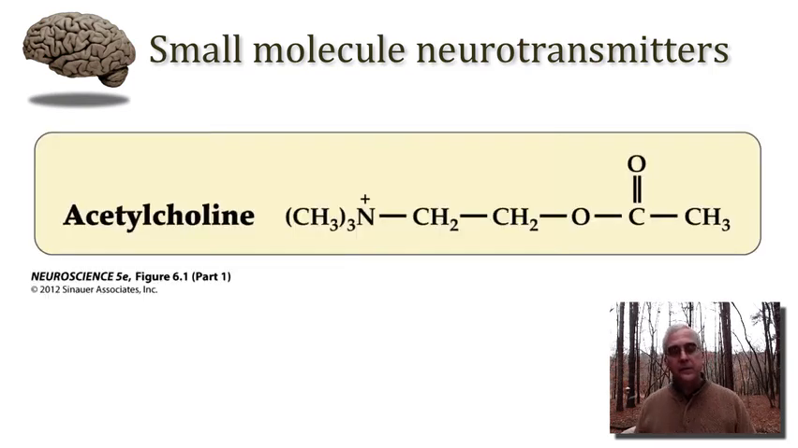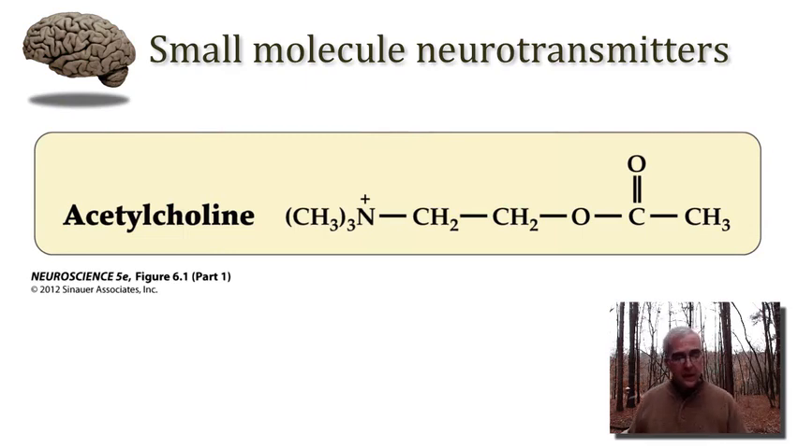Well, next, let's consider acetylcholine. So we're deviating just a little bit from the flow of the handout, but that's okay. Acetylcholine is another small molecule transmitter. It's not an amino acid, but it is a small molecule. And acetylcholine has very important activity both within the central nervous system and outside of the central nervous system.